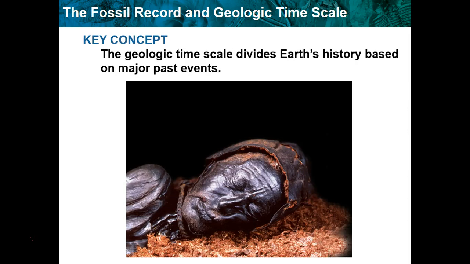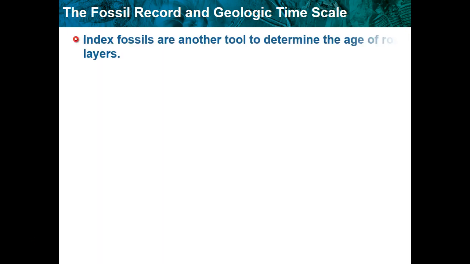So the geologic timescale divides Earth's history based on major past events. It might be a mass extinction event, it might be an ice age, it might be a major climate change. And so we divide Earth's history based on these particular events because they give us a good, easy way to recognize, okay, something major changed, and that changed all of the flora and fauna in a particular area.